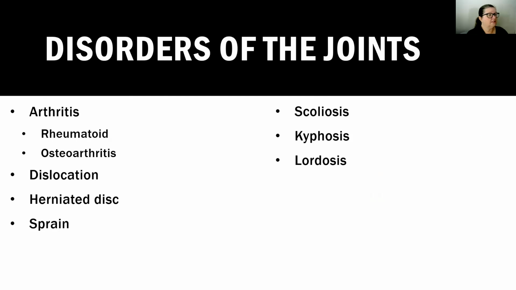And then there's sprains of the joint. A sprain, of course, is when a ligament or a tendon becomes torn or overstretched. A strain is more of a stretch, a sprain is more of a tear.